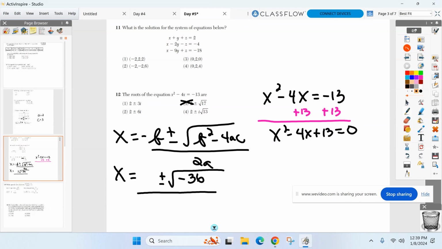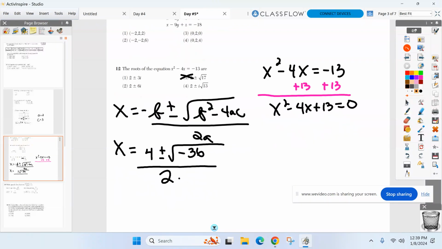All right, so what's my B value up here? Negative 4, but it becomes what when I plug it in? Positive 4. Does everyone see that? Negative 4. And then my A value is 1, so 2 times 1 at the bottom. Is everyone all right so far before I keep going? Because now you got to take over. Your calculator only does so much, unfortunately.